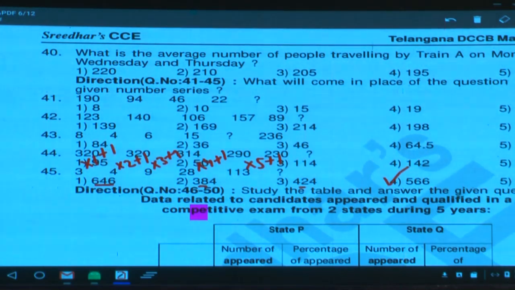Done with this? Now this is about paper number 26, question numbers 41 to 45 and 66 to 100. Done? And the next is quant.